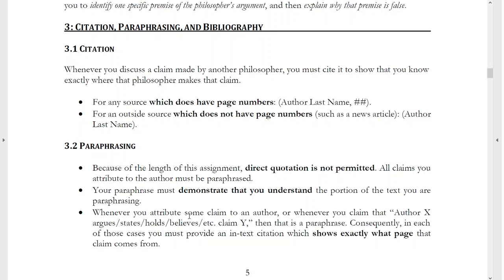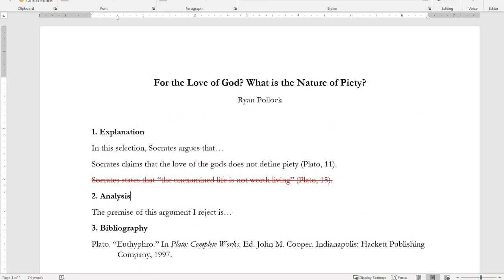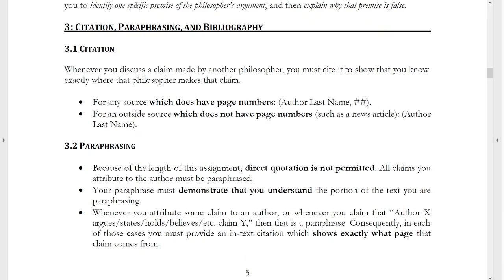They're going to take the author's idea, put it in your own words, and show me, yeah, this person is really able to be familiar with these ideas because she can take this idea, add her own examples, explain it in a new way. That's what I'll be looking for when you paraphrase. Now, it's not like all paraphrases are like that. This one isn't, right? I just say, look, Socrates says the love of gods doesn't define piety, and that's fine. But the thing to keep in mind is, whenever you attribute a claim to an author, it needs to have this in-text citation. Okay.